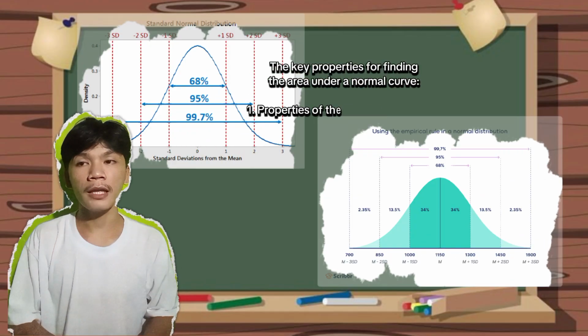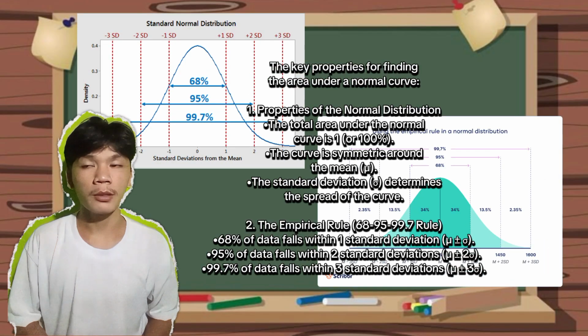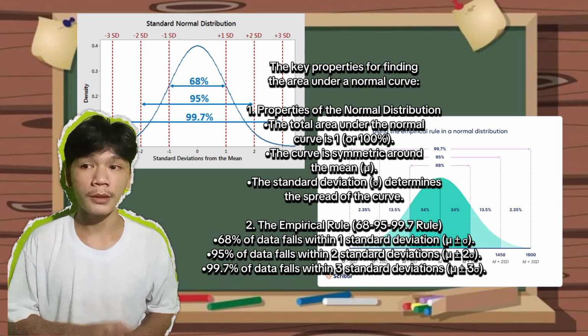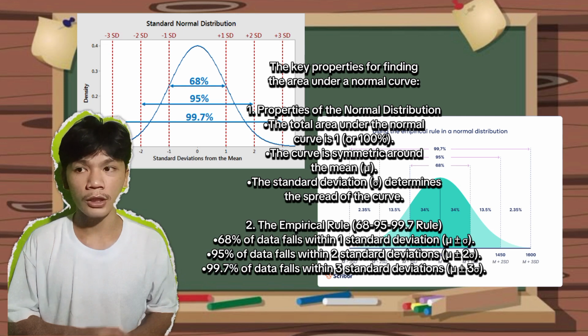The key properties of finding the area under the normal curve. First is the properties of normal distribution. The total area under the normal curve is 1 or 100%. The curve is symmetrical around the mean. The standard deviation determines the spread of the curve.